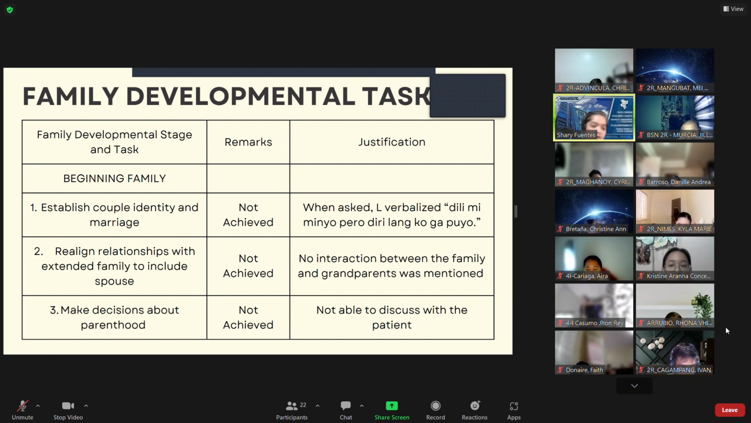So you cannot identify how the relationship is. You need to ask about it. Second, the relationship with extended family: is it really applicable, knowing that there are just the two of them living together?